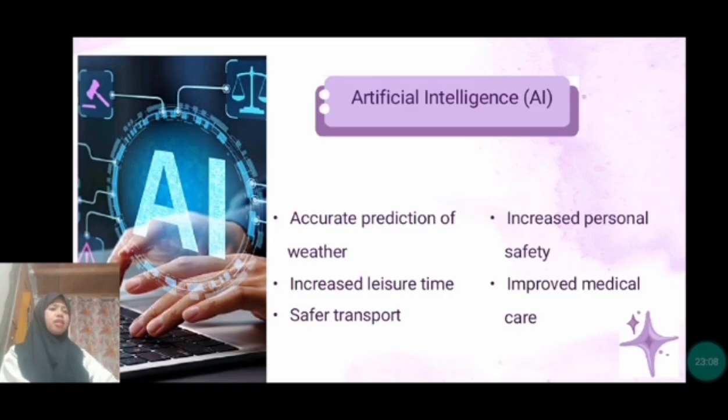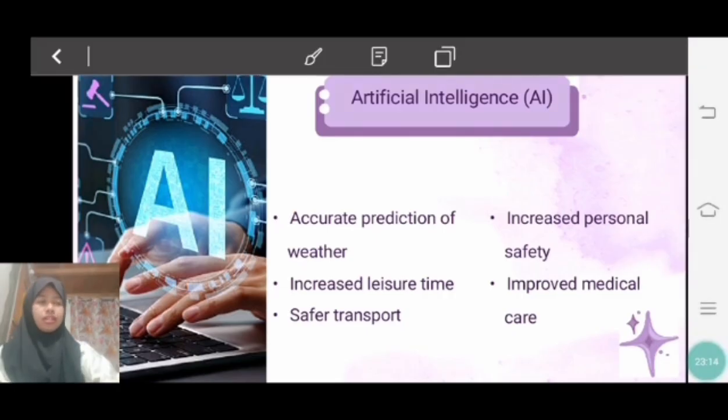The third one is increased personal safety. AI is used in security systems like facial recognition, surveillance cameras, and emergency alerts. The next one is improved medical care.